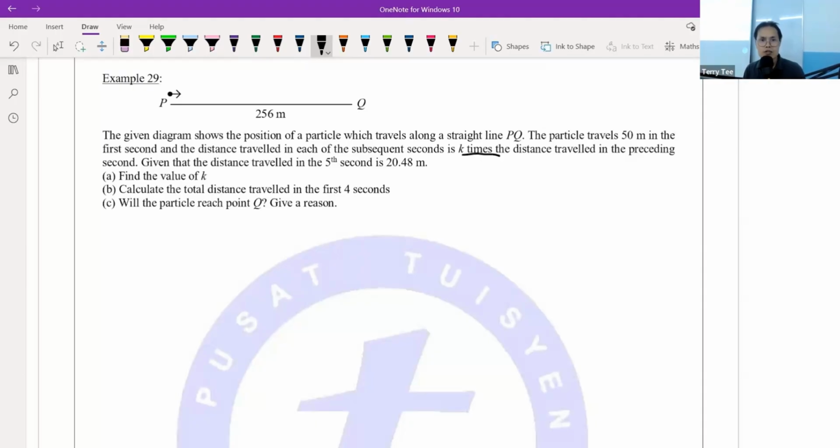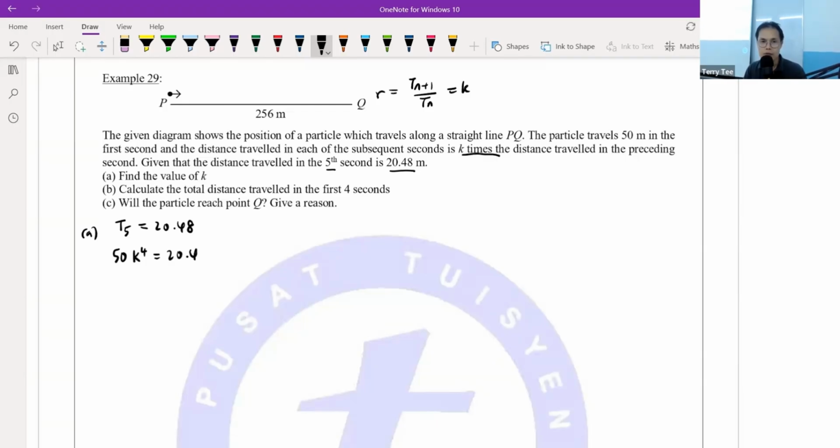So then they say, given the distance traveled in the 5th second is 20.48, find the value of k. Okay. So the distance traveled in the fifth second is 20.48. And then they say the distance traveled in the subsequent second is k times. That means T(n+1) divided by T(n). Basically, this is your r, right? Is k, isn't it? So your common ratio is k. So we know your a, first term, is 50. Your common ratio is k. Your n is 5. 5 minus 1 is 4.